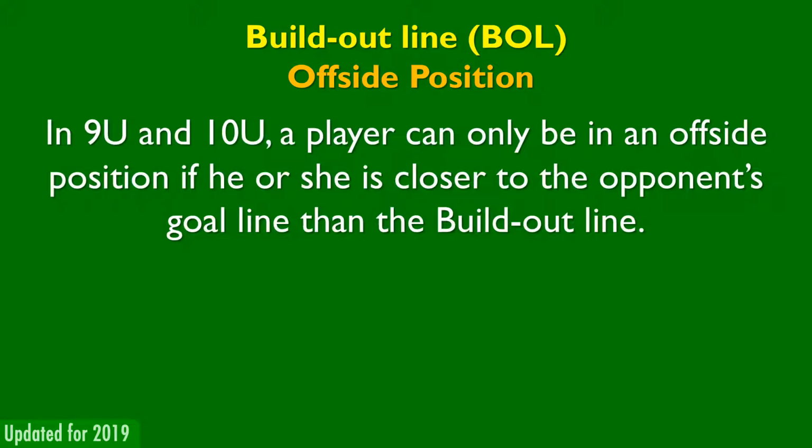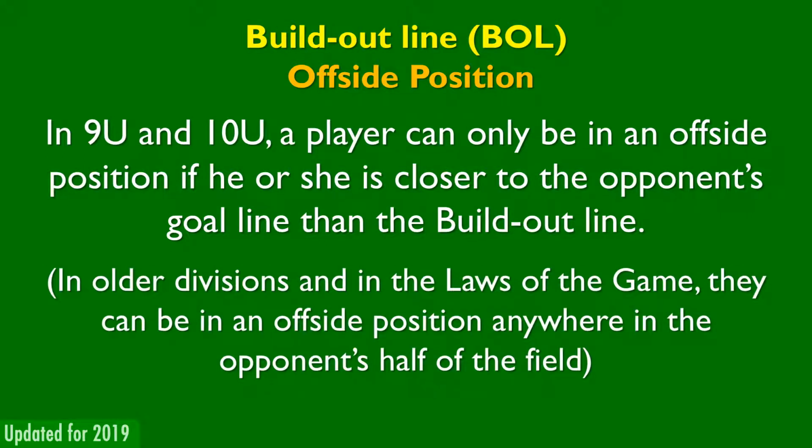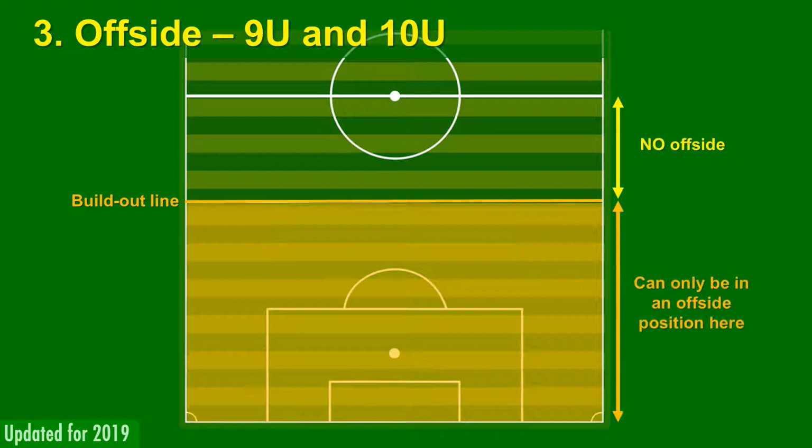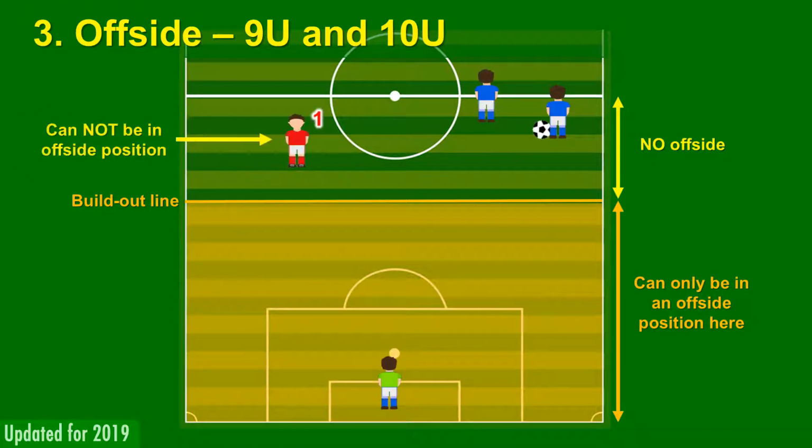In 9U and 10U, a player can only be in an offside position if he or she is closer to the opponent's goal line than the build-out line. In older divisions and in the laws of the game, a player can be in an offside position anywhere in the opponent's half. In 9U and 10U, a player between the halfway line and the build-out line, such as player number 1 in this example, is not in an offside position. They can only be in an offside position if they are closer to the opponent's goal line than the build-out line. Player number 2 is in an offside position.